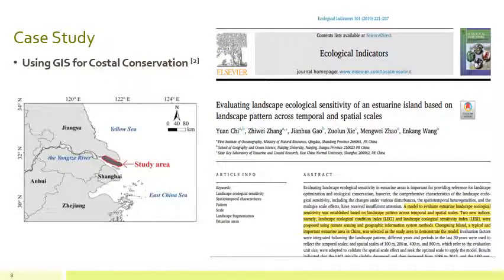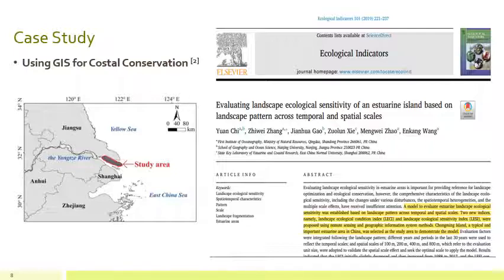Finally, I'm going to highlight this case study that focuses on ecological research in an environment similar to that of the HRM. So in the paper, the authors state that this is a good model to represent the ways in which GIS can be utilized in ecology and conservation along coastlines.